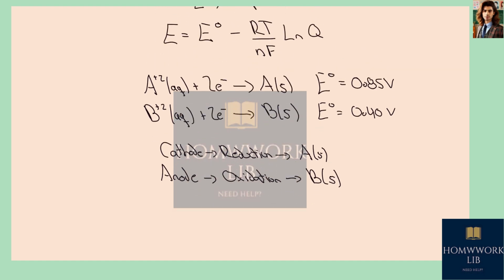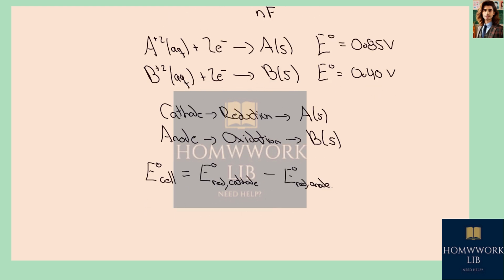Why is that? Because with this setup, we're going to have a value for E0 of the cell being positive. Remember that E0 of the cell is equal to the standard reduction potential of the cathode minus the E0 reduction potential of the anode. For this calculation, our value for E0 is going to be equal to 0.45 volts.